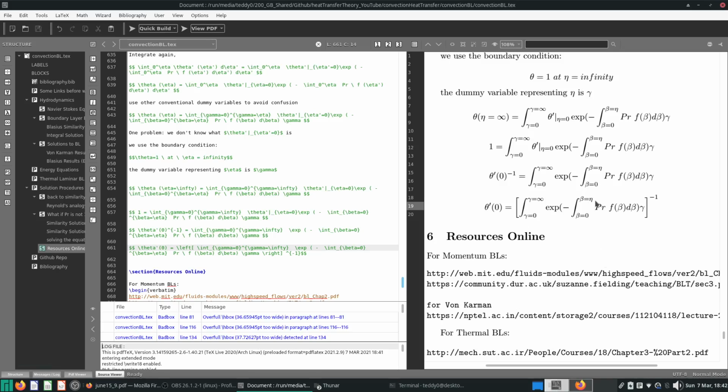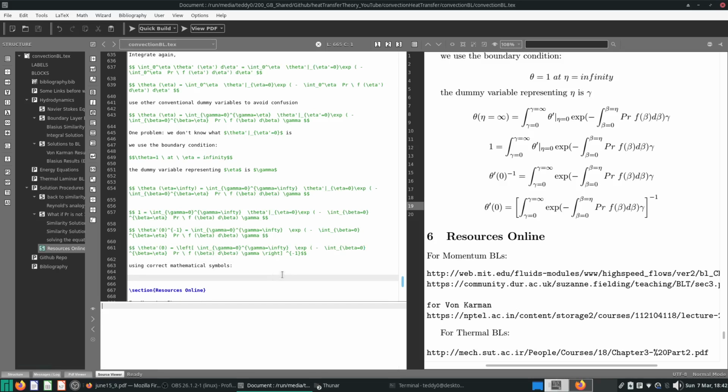If you want to be even more clear, I think this beta should be changed to gamma, so that you can so-called mathematically use correct mathematical symbols. Alright, I think the beta should not be equal to eta. You should change it to like gamma or something. So that's the thing about dummy variables.